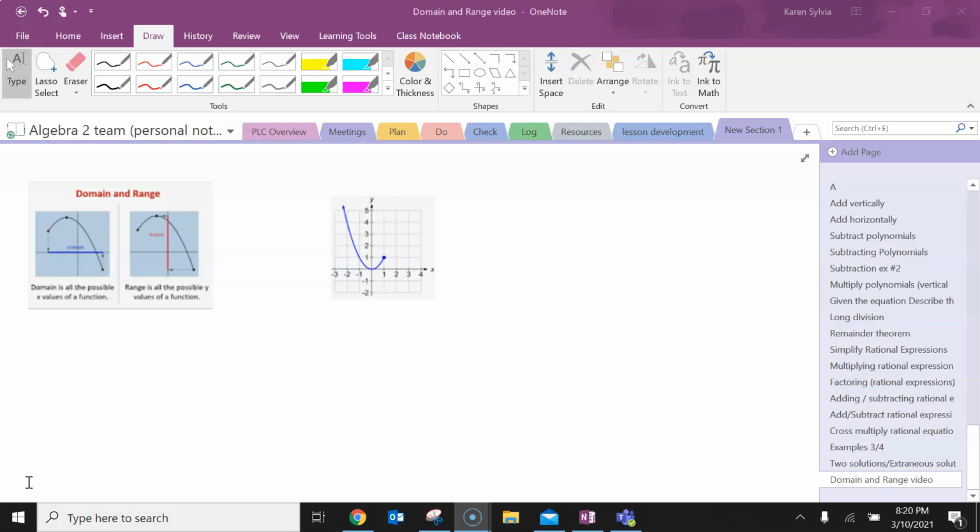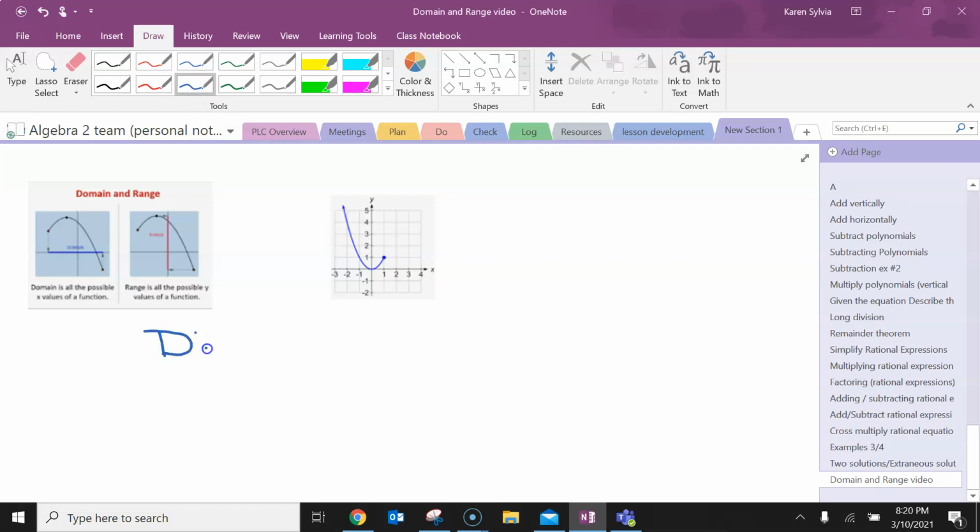And when we're talking about range, we're looking at the y values, which means we're scanning from bottom to top, or negative infinity to positive infinity, going from down and up. So if I were to look at this example of the graph on the right-hand side, and I want to describe the domain and the range, as I said, I would do it two different ways.